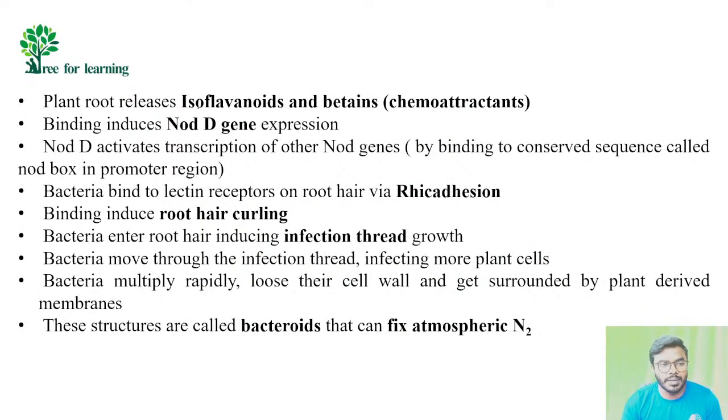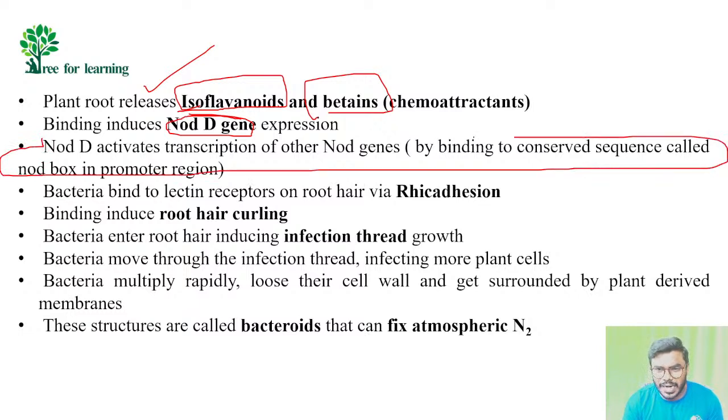All the students remember, plant root releases isoflavonoids and betaines. Who is releasing? Root. Then these chemicals go and activate which gene? NOD-D gene. What will the NOD-D gene do? Even friends, this is the line directly asked in the Part B question. Direct.